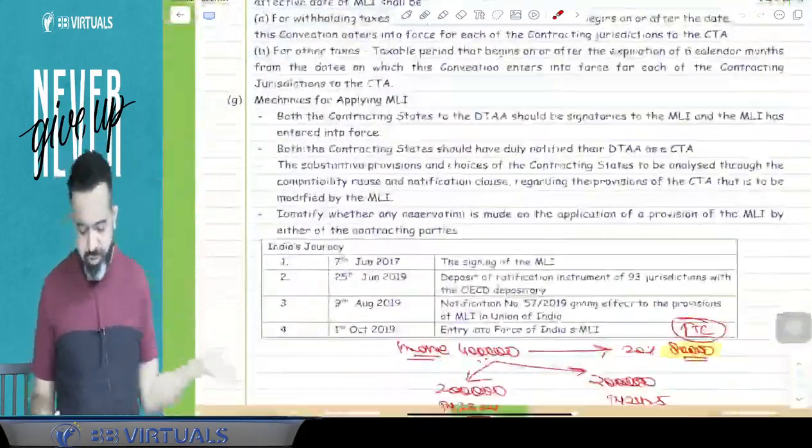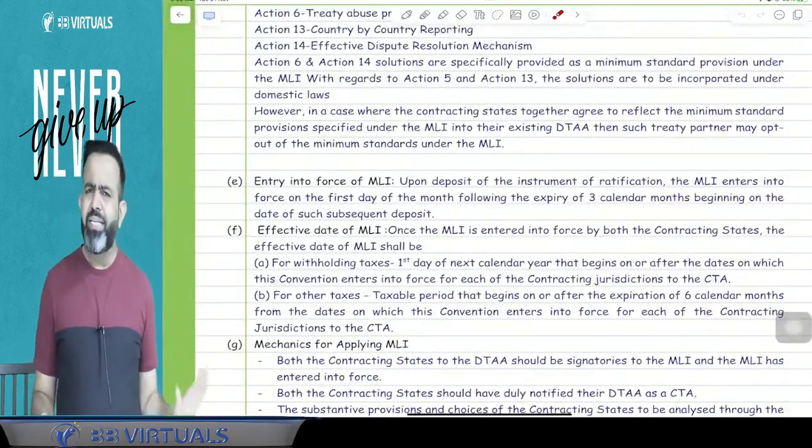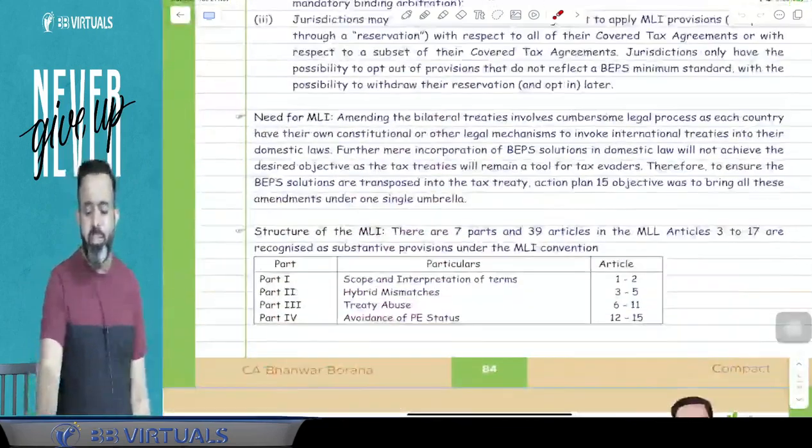So guys, here on two pages, it is given about the multilateral instrument. If you wish to read, you can read it. Otherwise, you can just read it once to see how it will be changed.